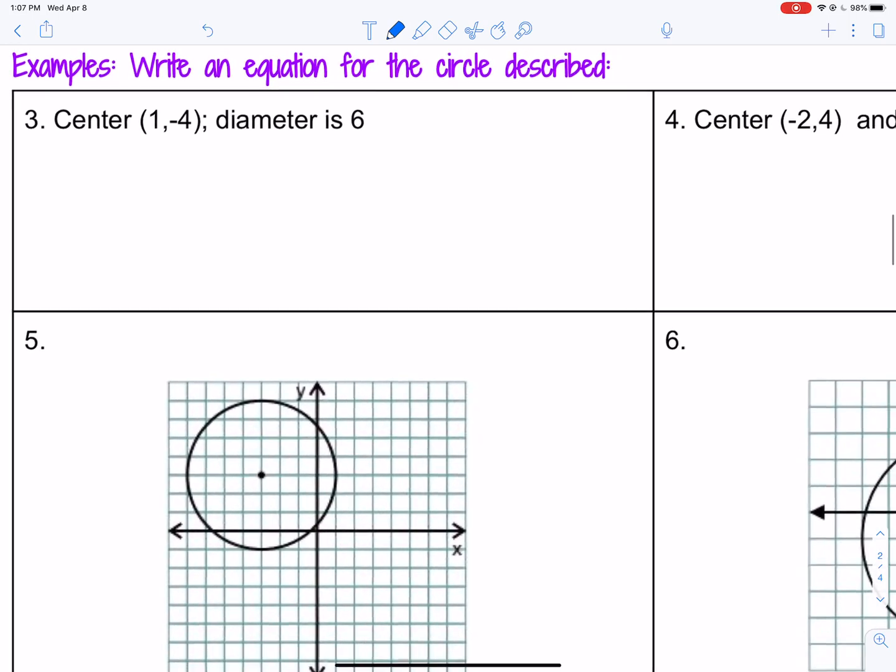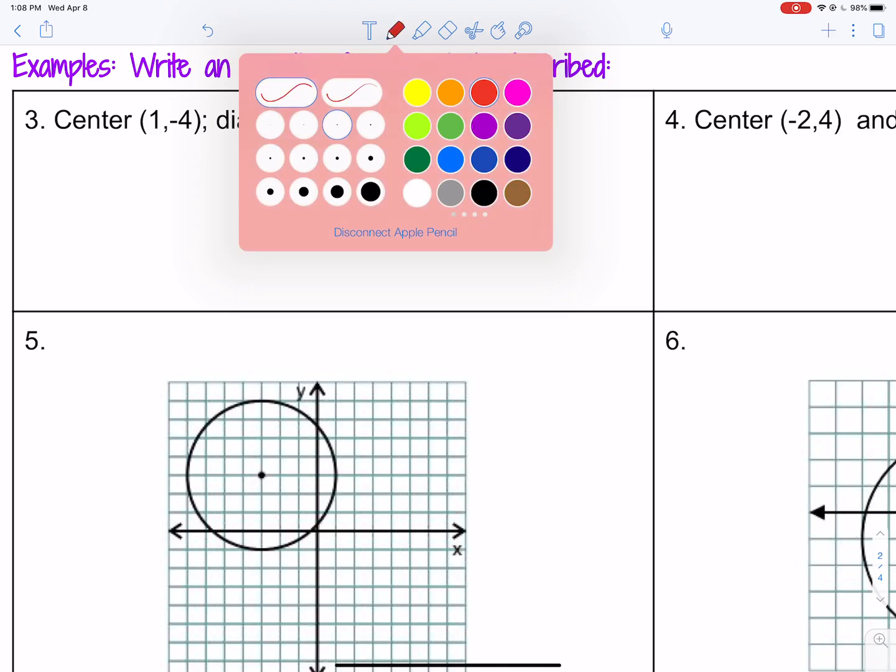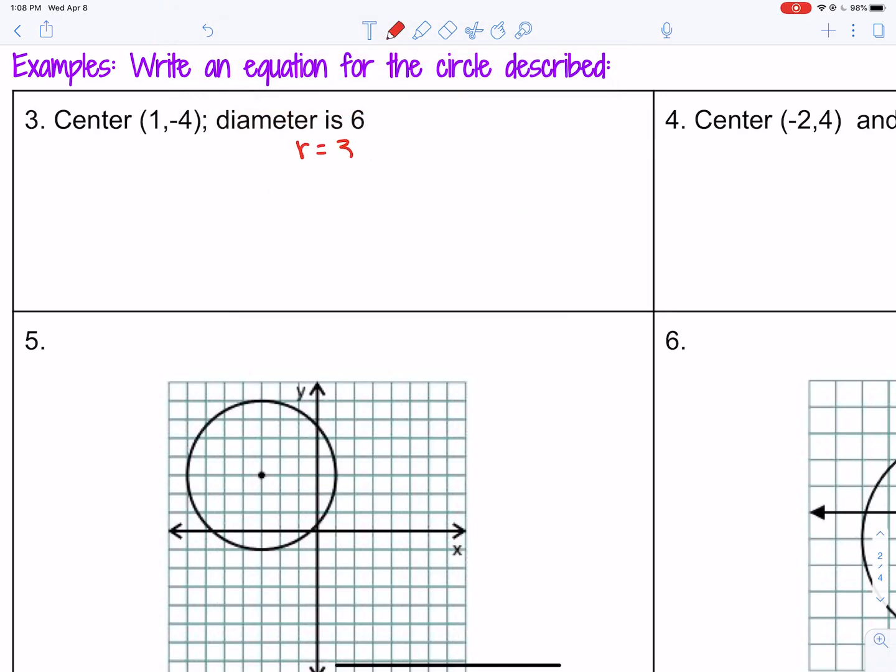So in the first 2 on this section, it gave us a center of 1, negative 4. So I'm going to write that out, and it gave us a diameter of 6. So we know the radius is half of the diameter. So I'm going to go ahead and write that down. Knowing my center is at 1, negative 4, I'm going to set up my equation.